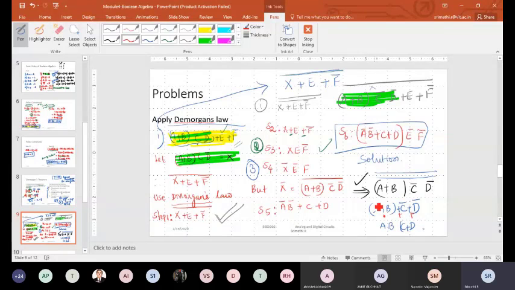And then I have to complement each individual variable. So this complement is A bar, and this complement is B bar, and the two plus signs, plus and plus. C bar, the whole complement, is C. D bar complement is D. Is it clear, guys? Okay.